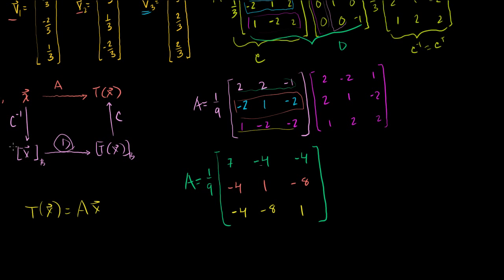Instead, we changed our basis to a very natural orthonormal basis. And the fact that it was orthonormal made it very easy to find the inverse of our change of basis matrix. Anyway, hopefully you found that useful.